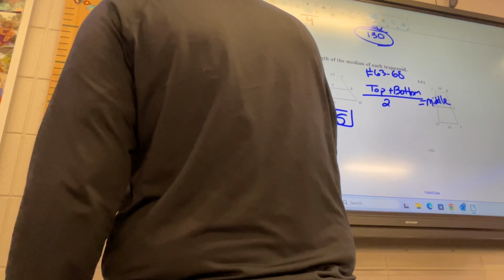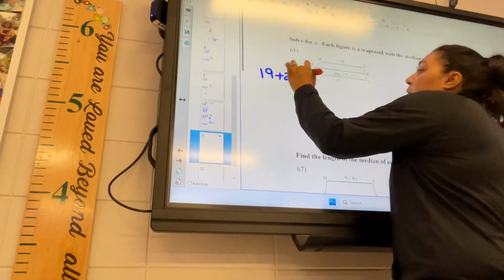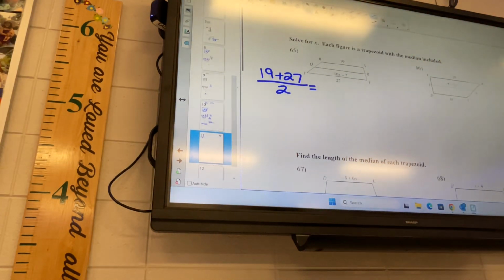Okay, so look at number 65. We're going to take the top plus the bottom, divided by 2, and that equals the middle. So we have to do that part first. Type that on your calculator, see what you get.